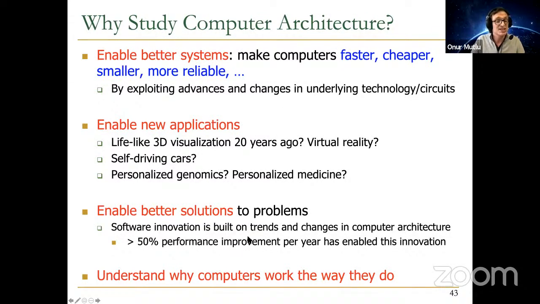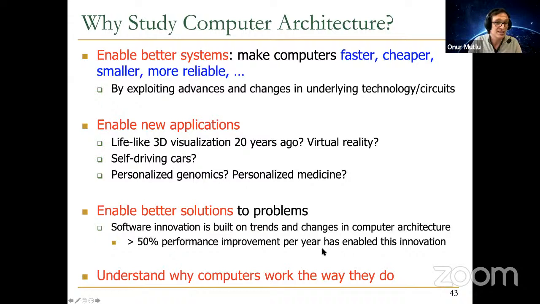Okay, on top of this, we would like to enable better solutions to problems. Software innovation is built on trends and changes in computer architecture, as I mentioned, the machine learning revolution, for example. Over time, more than 50% performance improvement per year has enabled innovation. This is a number from general purpose computing, but for special purpose computing, this number can be much, much higher. Orders of magnitude improvements are possible if you're specializing your system to a particular application.